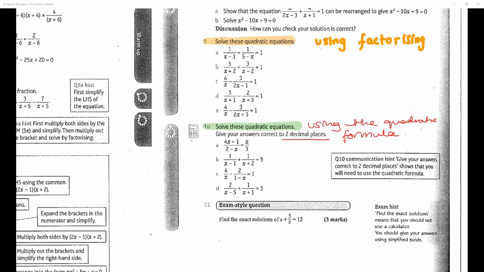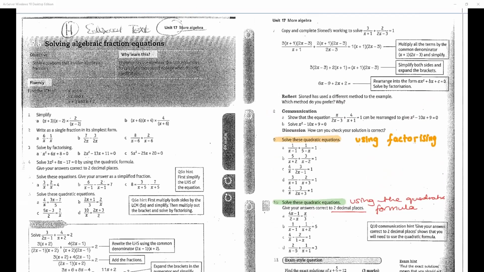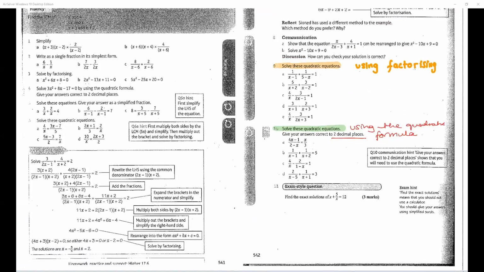So we'll be looking, inshallah, after the break at question number 9 and 10. That's from the Edexcel textbook, higher, unit 17.6, on page 542. So we'll come to that straight after the break. Everybody, we're going to have a short 10-minute break, not 15, starting from now. It is 9:06. We will reconvene at 9:16 on the dot. So I'm just going to pause the video.